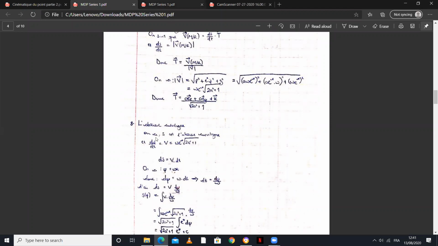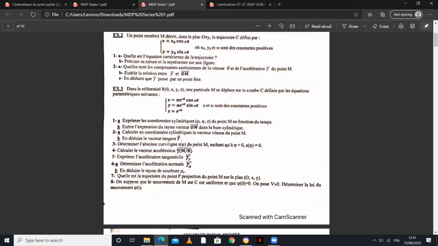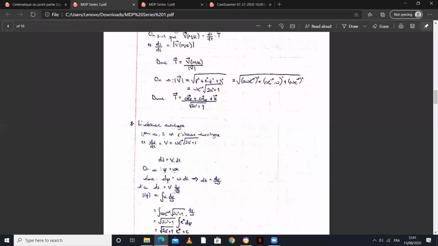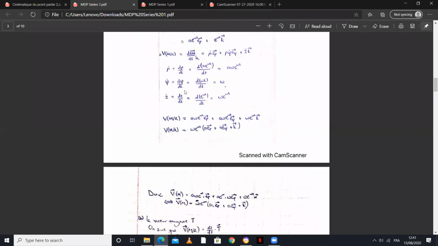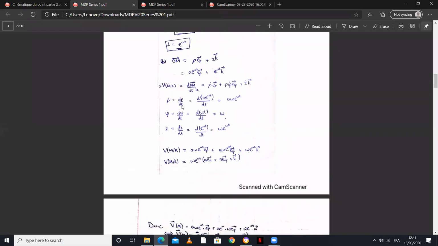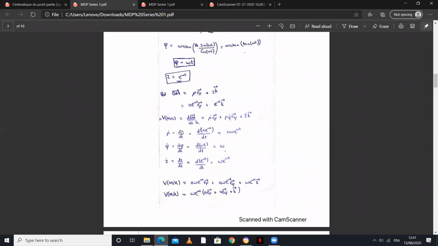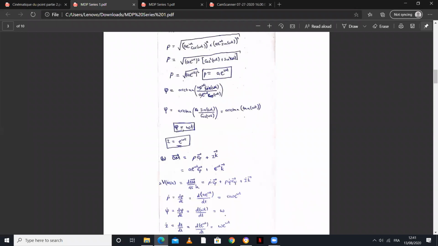But look at the question. The question is saying s de phi, not s de t, but s de phi. So we'll have to work in terms of phi. So we'll do a little changement de variable. It's very easy stuff. From the question up here, we found that phi was equal to omega t. Je m'excuse pour ça. Phi is equal to omega t.